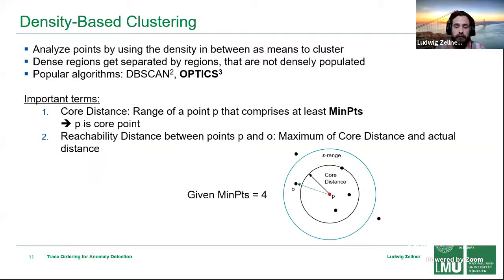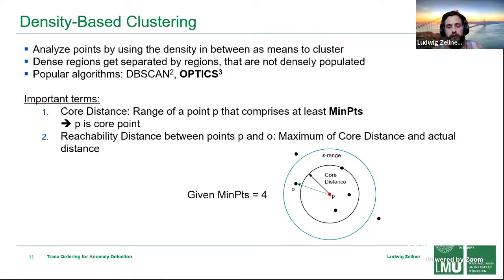So to fully understand the approach, we need some preliminary knowledge, which is related to the field of density-based clustering. And here we have popular algorithms like DBSCAN or OPTICS, which analyze points with respect to the density between them. And dense regions in the data thereby get separated by regions which are not densely populated. And we use OPTICS for our approach, and for that we have to know these important terms. At first we have the minPoints parameter, which is the number of points which are required to form a cluster. And then we need to know the core distance.